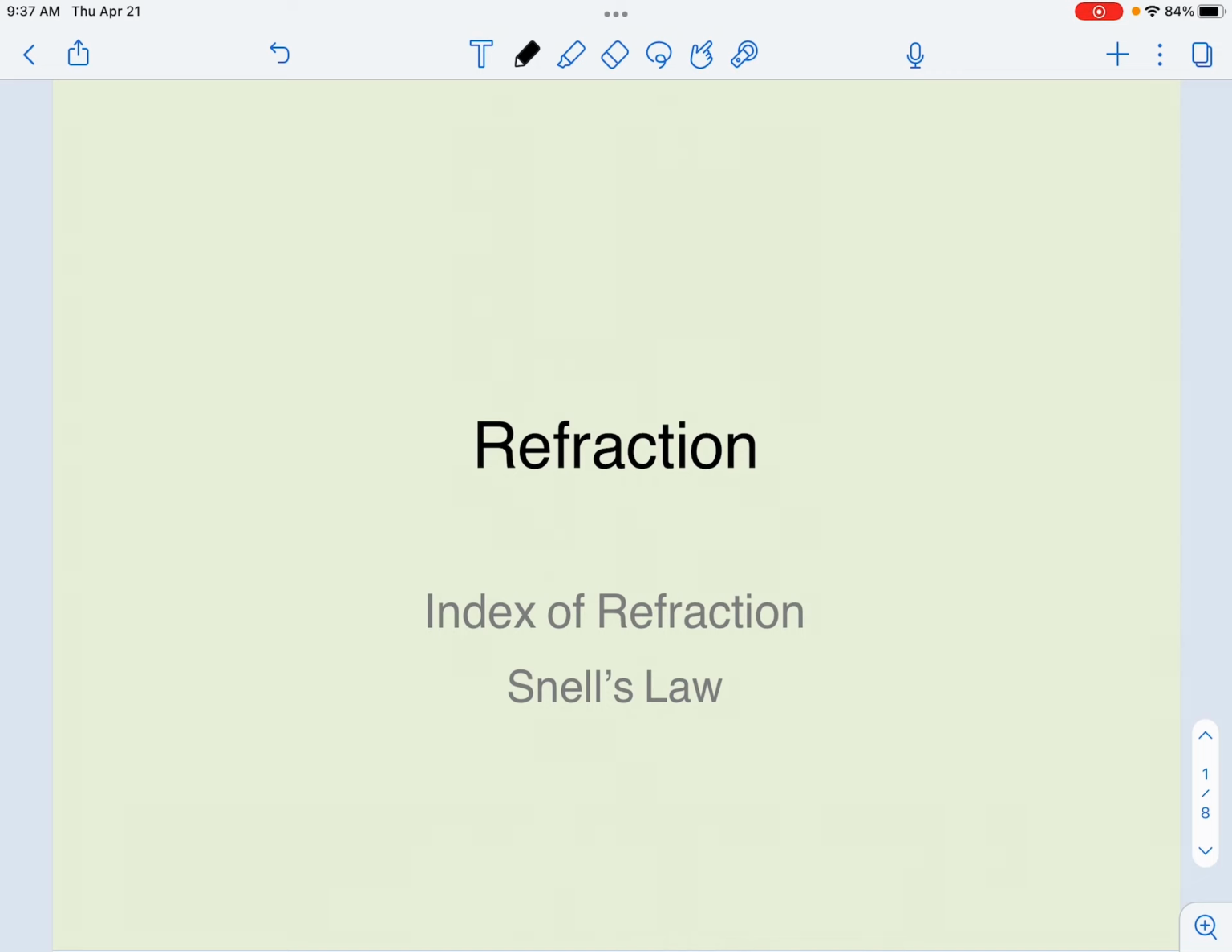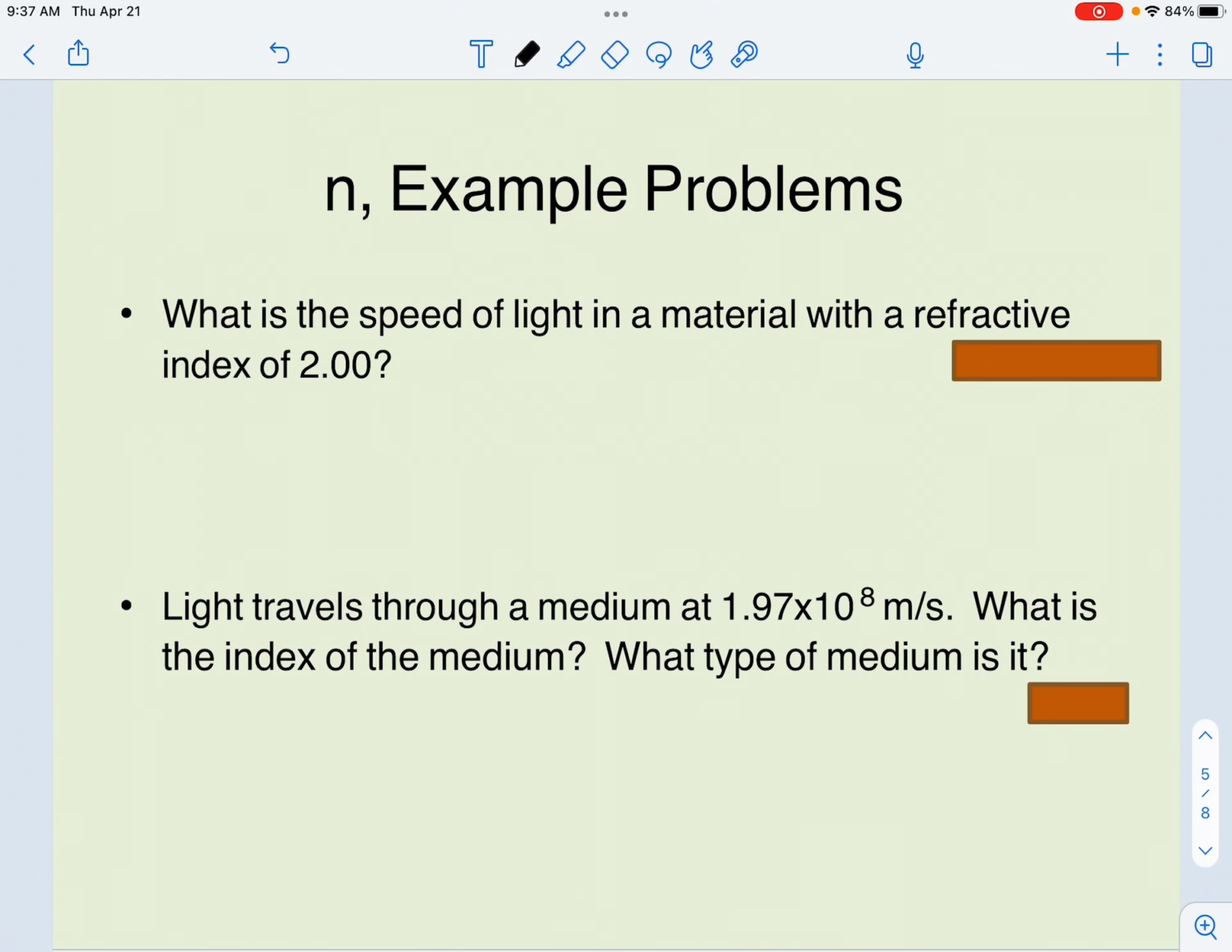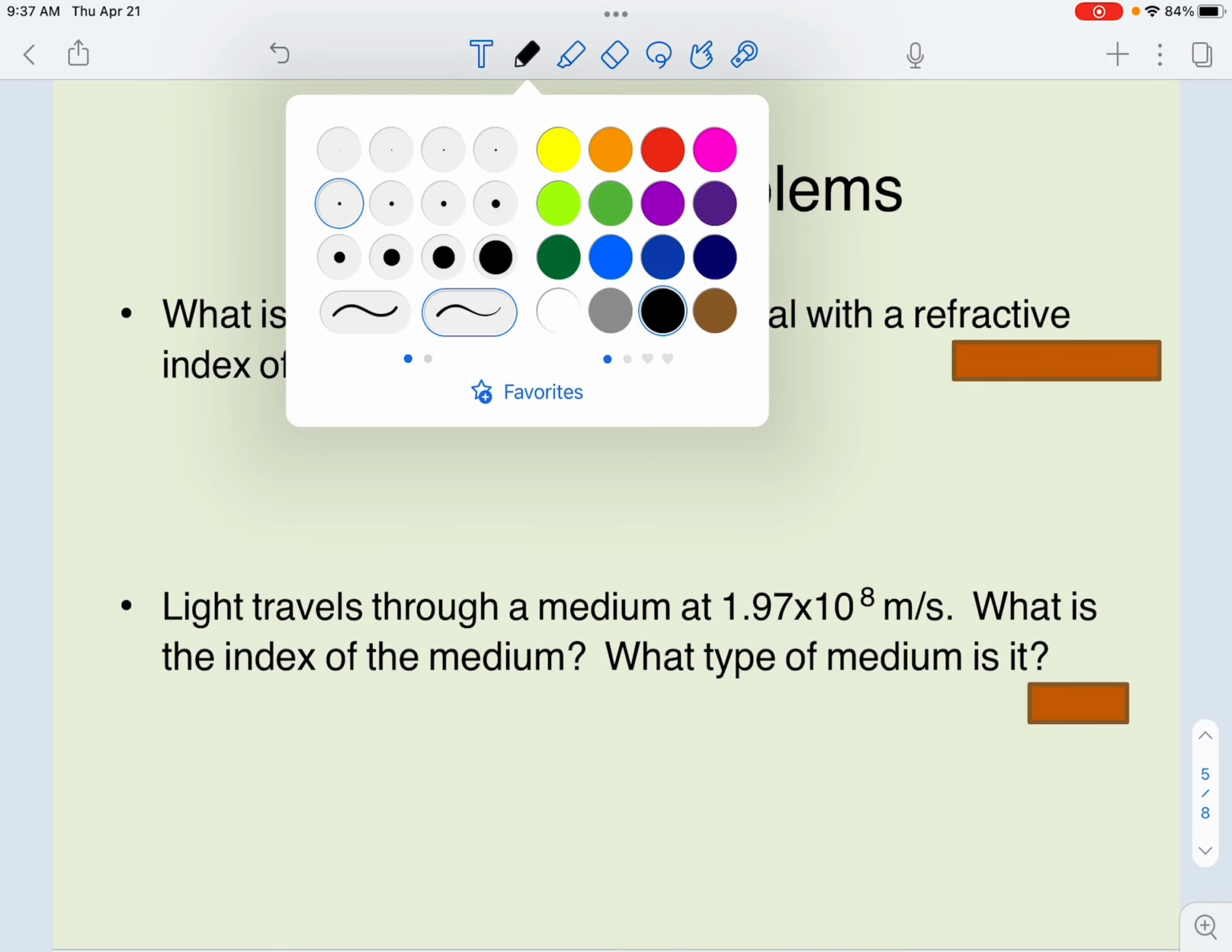All right, we're going to do a little bit of math now for refraction of light. We're going to work with both the index of refraction equation as well as the Snell's law equation. Our first examples here are going to be over the index of refraction formula. So our first question says, what is the speed of light in a material with a refractive index of 2.00?